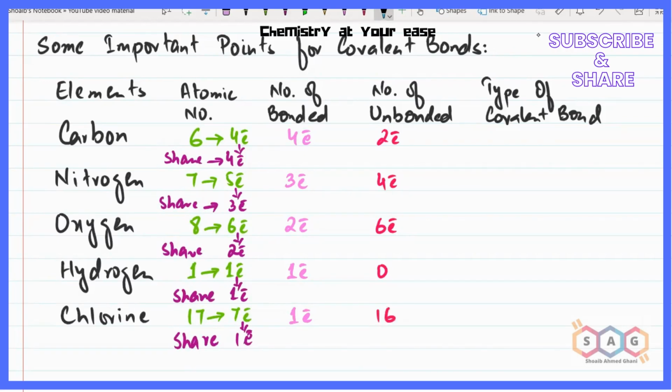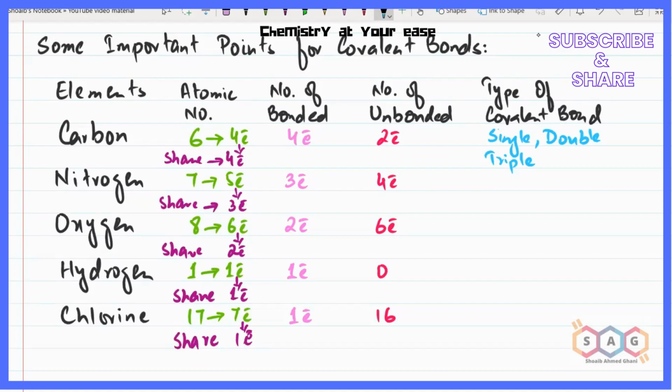Now for the types of bond. What type of covalent bond can the carbon form? Carbon can form a single covalent bond, a double covalent bond, and a triple covalent bond. Why? Because carbon has a maximum of 4 electrons as compared to the other elements present in this chart. So the carbon can share a maximum of 4 electrons. And the maximum type of covalent bonding is the triple covalent bond. So the carbon can share 3 electrons at a time with another atom.